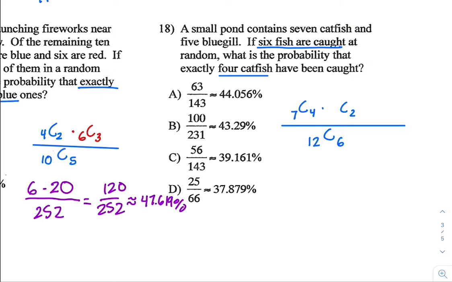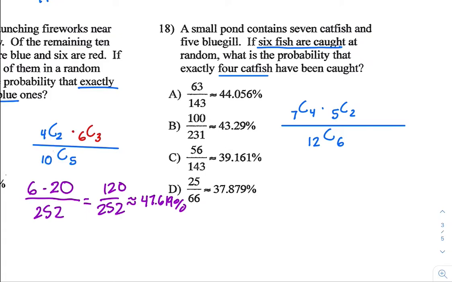And how many bluegill were there to start with? 5 of them. And if you notice, these are the same for me, which is good. And these are the same for me. They total the same thing, right? 4 plus 2 is 6, 7 plus 5 is 12. Alright, so time to put this in your calculator.